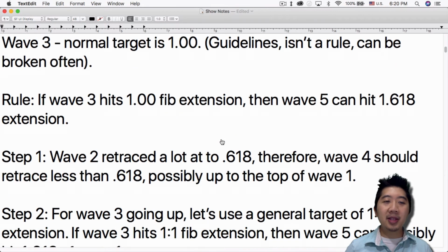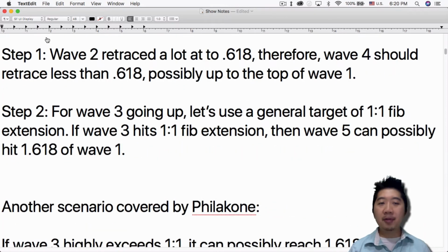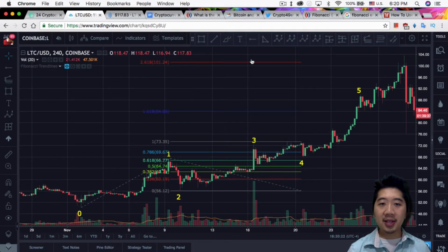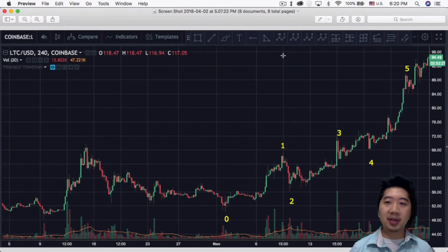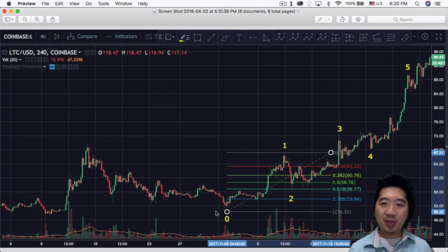So let's go back here. What he had pointed out was, if wave 2 retraced a lot at 618, and in this case it did retrace a lot. So you look at it. Actually, let me go to the graphs I have set up here. So again, same chart that I was playing with earlier, but this time I took screenshots of it previously to show you guys what it looks like. So first thing you can do is a fib retracement. The fib retracement will show you that from wave 1 to wave 2 fell to the 618 mark.